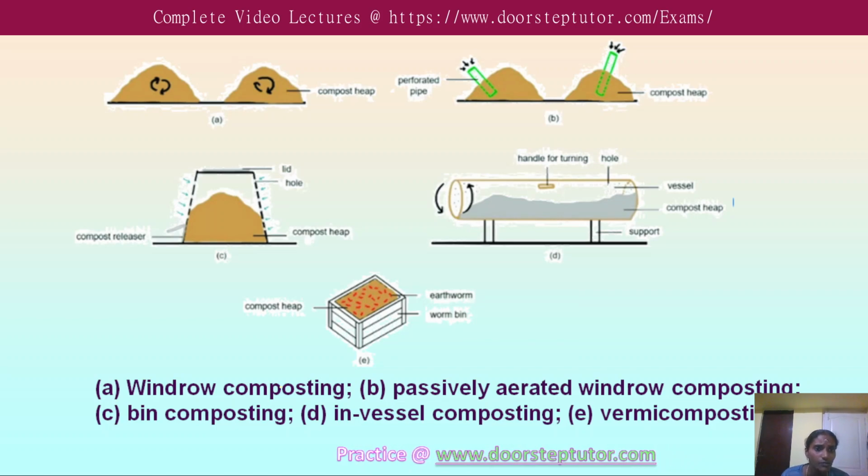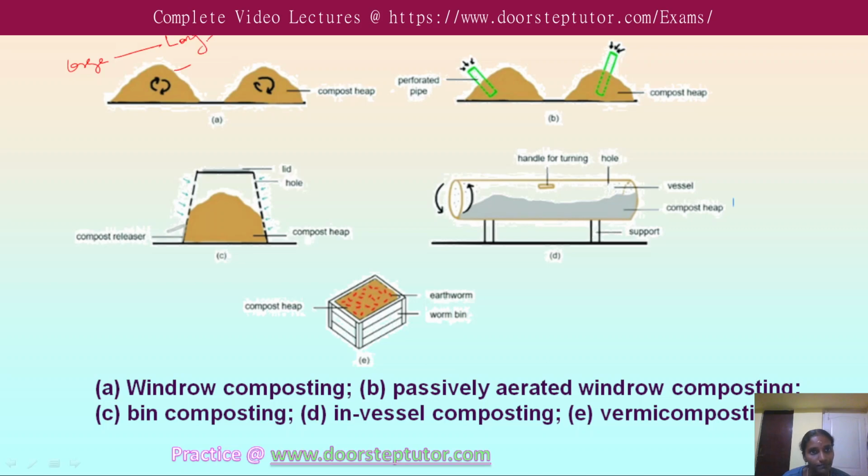This slide shows the different types of compost we used. The first one, as we see, is windrow composting. Windrow composting consists of organic residues that are placed in long rows of piles. And also here the wind is used for drying, thereby it is called windrow.